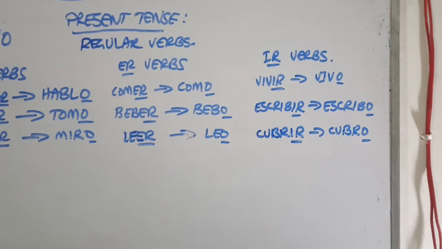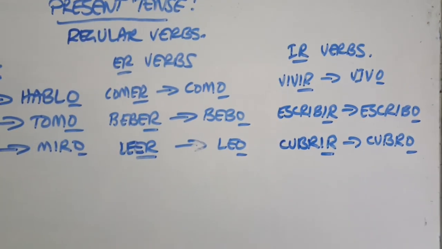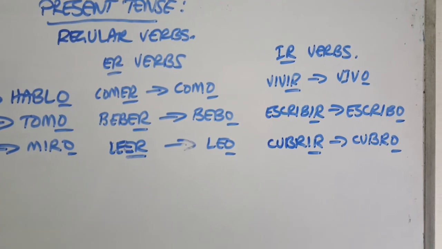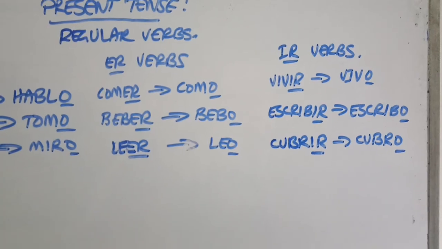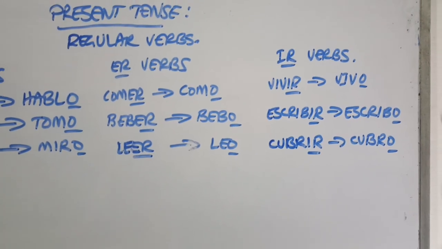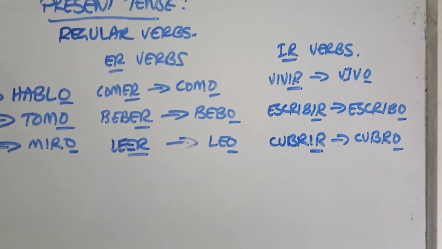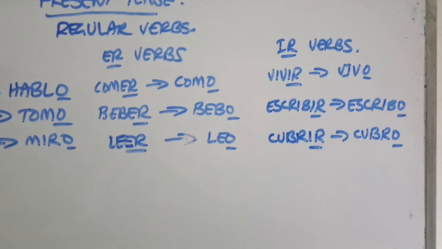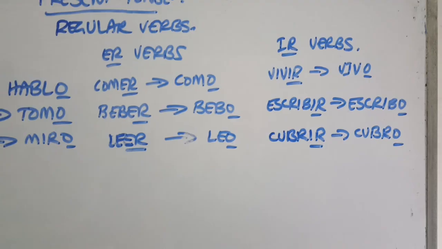Now IR verbs or IR ending verbs follow the same pattern. Vivir. Vivir is to live. We remove the IR and we add the O for the yo formation. Yo vivo. I live. Escribir, to write. Yo escribo, I write. And cubrir, to cover. We remove the IR and again we add the O. Yo cubro, I cover.